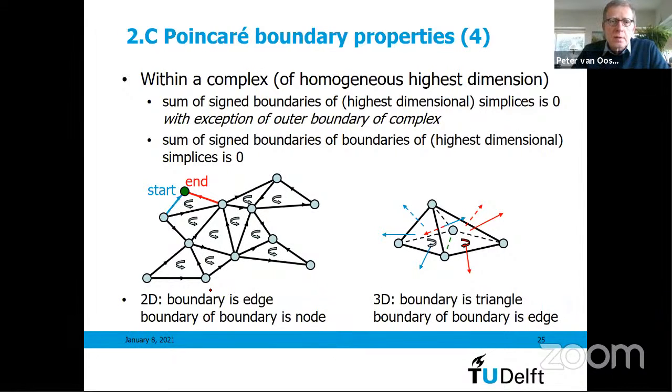Now let's have a look at the whole network. For some reason, we have created a network of simplices, and then inside, an edge is always used in two directions, one time positive, one time negative. And here are two properties. The sum of the signed boundaries of the highest dimension is 0.